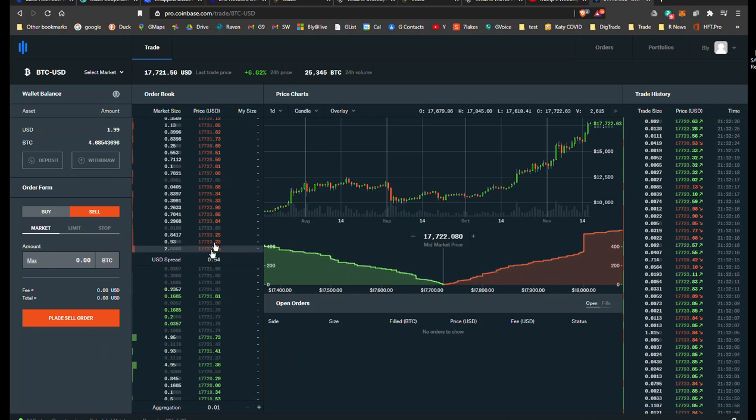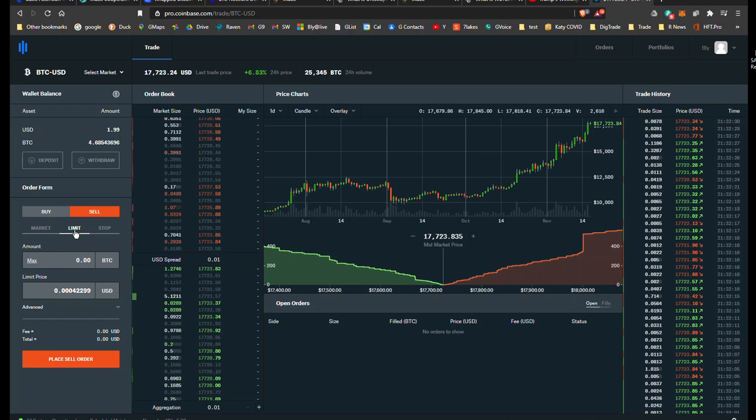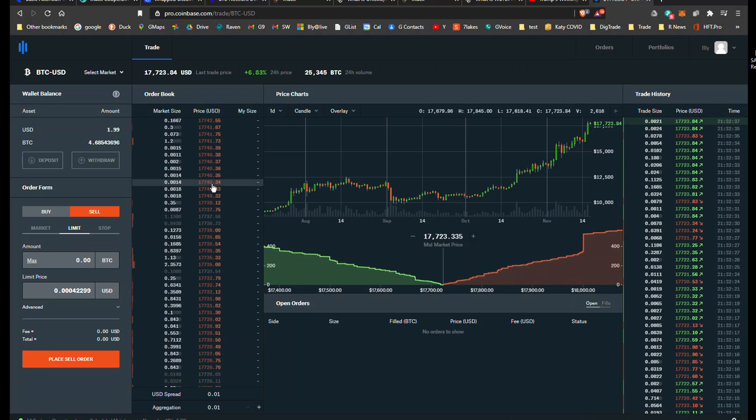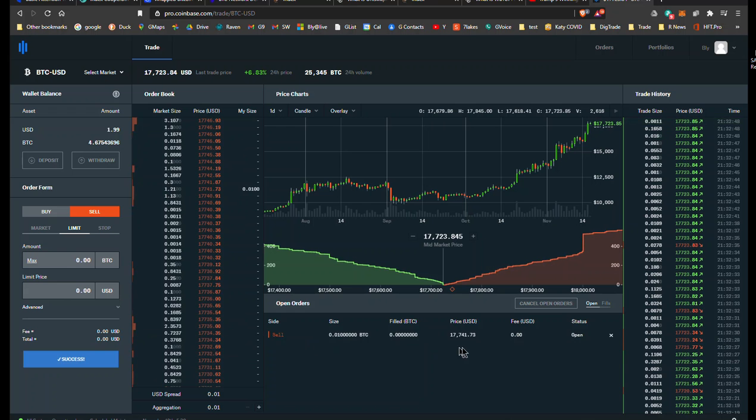But if I was to go to a limit order and say, well, I don't want to sell it unless it's at 1740, puts the price right here. I'm going to sell 0.01, and then I say place sell order. Now the sell order is sitting right here. It's an open order, and you can see it moving.